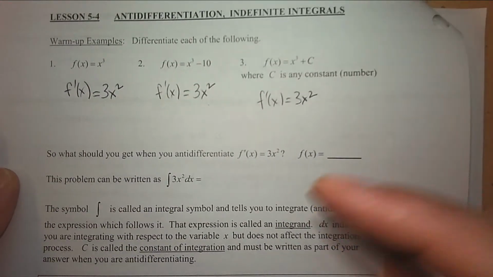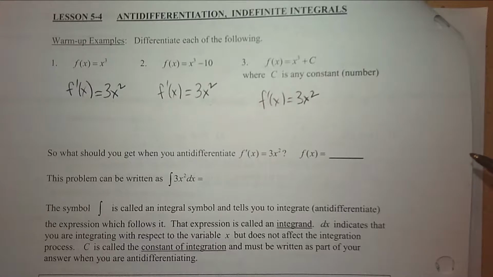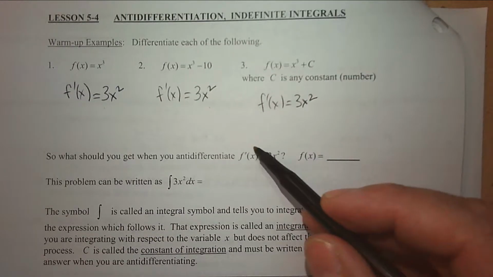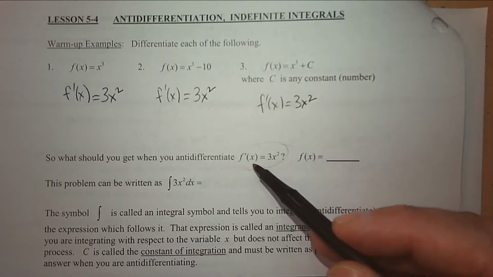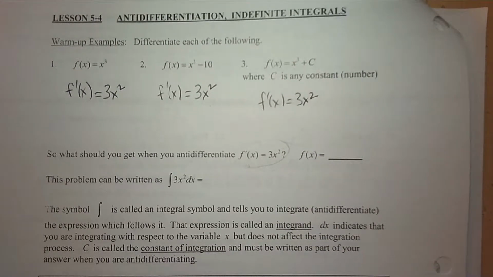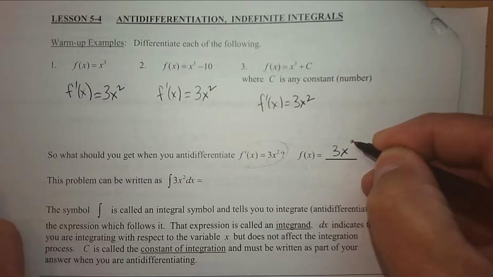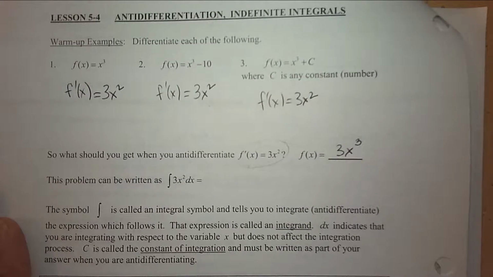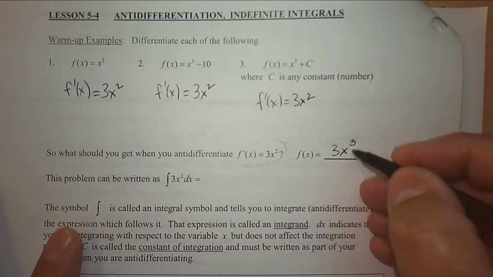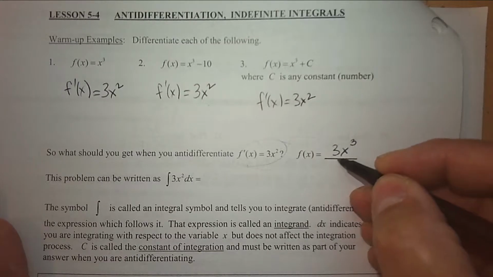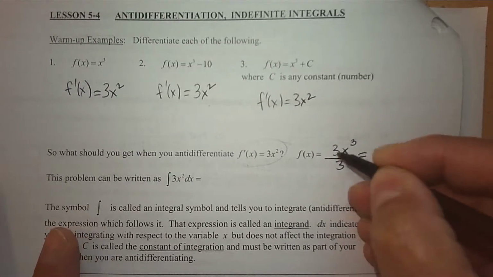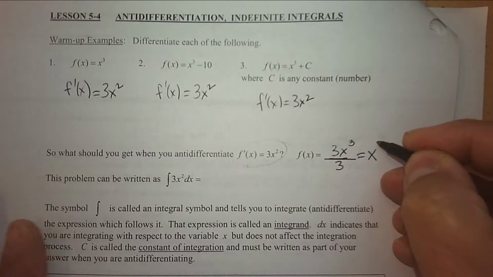So it says, what should you get when you anti-differentiate that? So if the derivative is 3x squared, how do I go the opposite direction to find the function? So to go back, we go back on the rule. We're not going to subtract 1 from the exponent. We're going to add 1. So instead, when you add 1, it's going to be x cubed. And then instead of multiplying, you divide. And what's the exponent we're going to divide by? 3. So then the 3's divide out and leave you with x cubed.